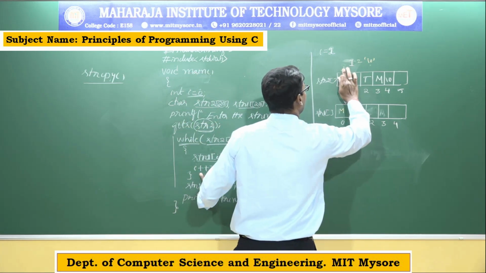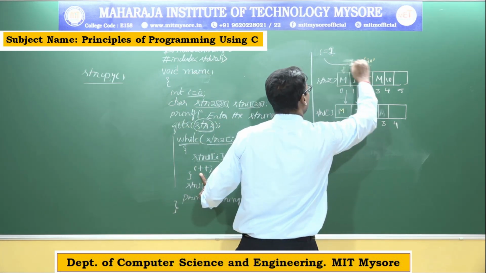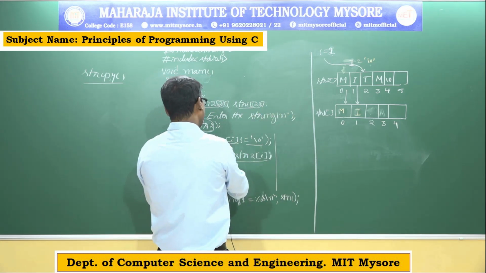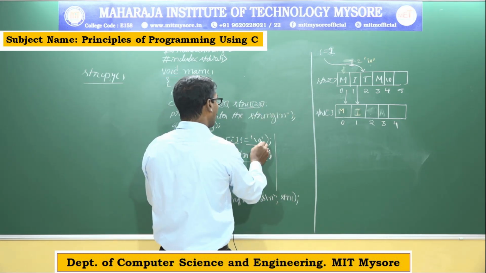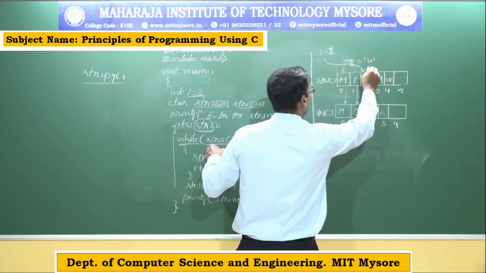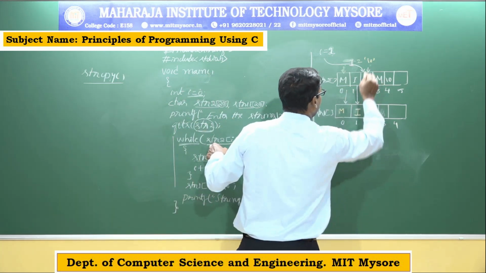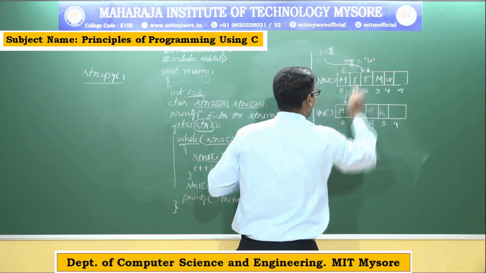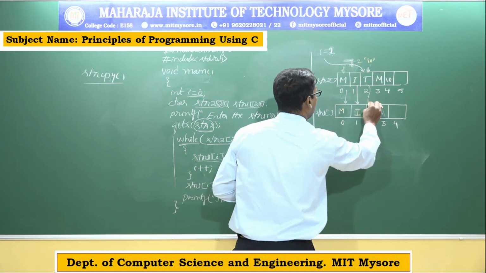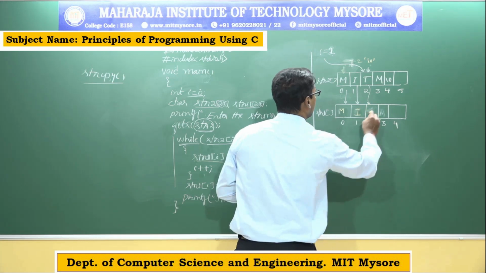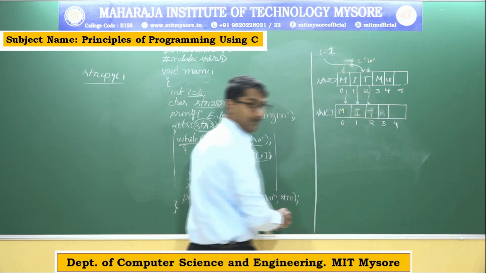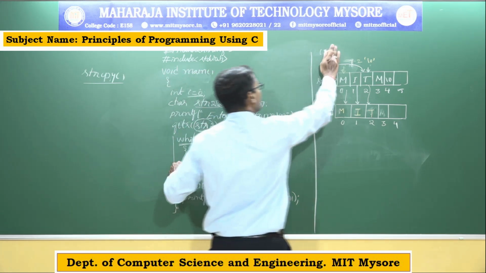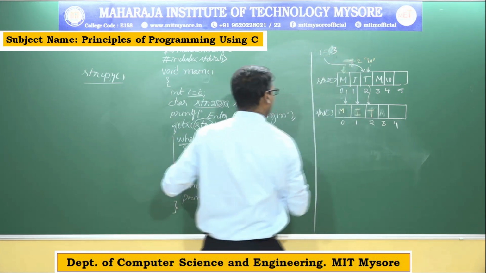So now i is pointing to 2. The value of str2[2] is t. So str2[2] not equal to null. t not equal to null. Yes, the condition is true. Once this condition is true, it will copy the content t to the first string. Next, the i value is incremented by 1. Now i is pointing to 3.